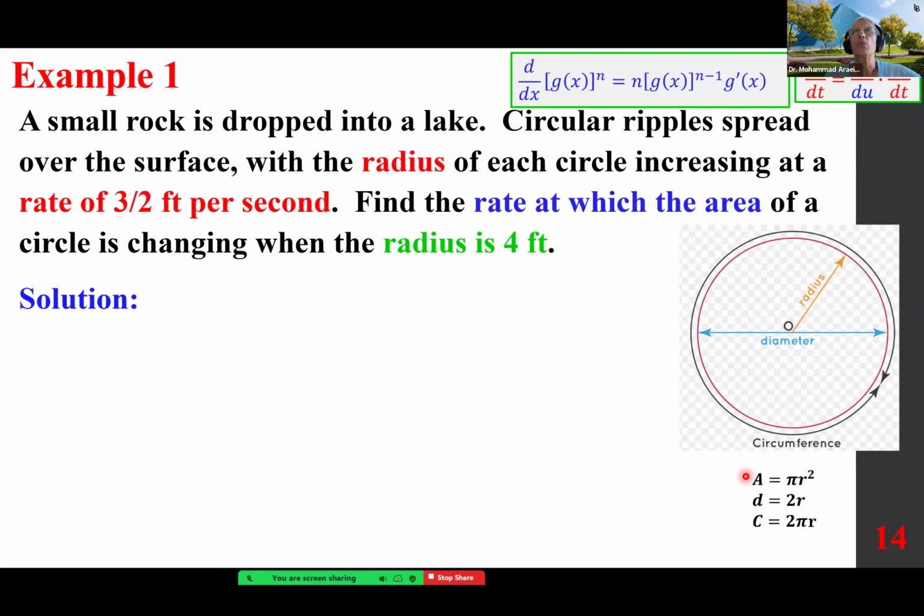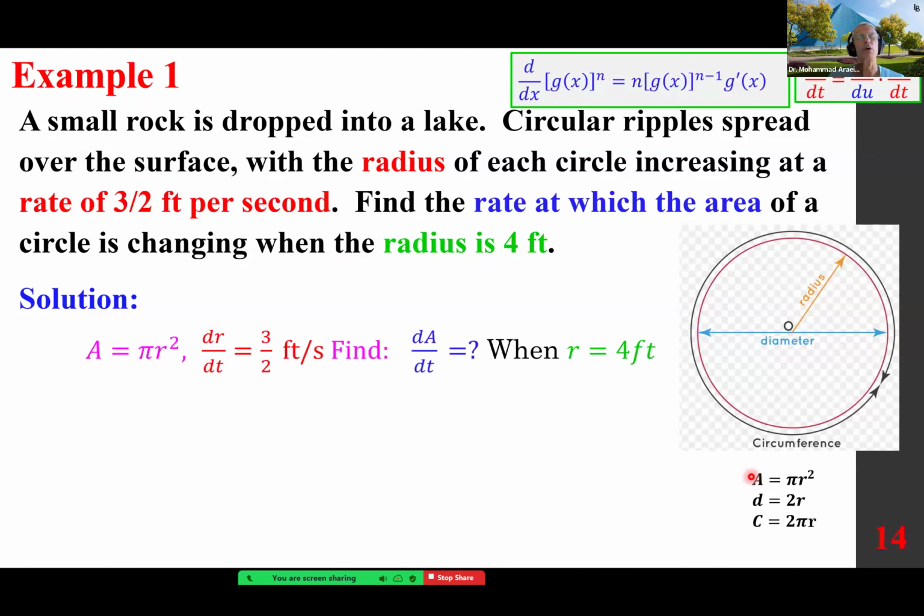Now let's read it one more time and write the given. So circular ripples spread over the surface with the radius of each circle increasing at the rate of 3/2 feet per second. The moment you see rate, that refers to differentiation. So dr dt is 3/2 feet per second. Find the rate at which the area is changing. The dA dt is missing. At what point? At the precise moment when r is 4, and of course we are using A equals pi r squared. So this is the translation of this question.